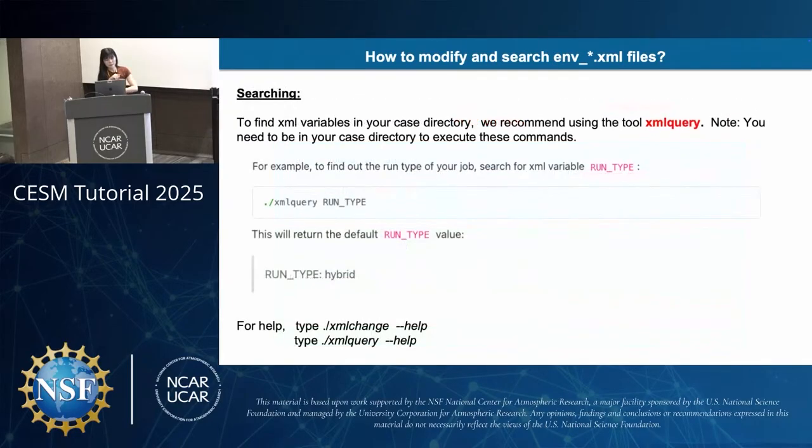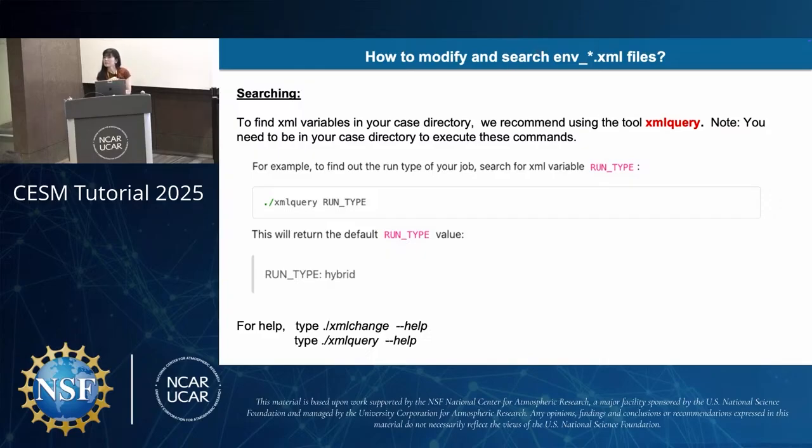Hopefully, it's straightforward. Another tool is called xmlquery. This one is used to search for a certain XML variable. For example, if you want to know the value of the variable called RUN_TYPE, you would just type ./xmlquery followed by the variable name, and this will return the value of this variable. At any time you want to learn more about these tools, or if you forgot how to use them, you can just type this command and --help. This will give you a man page of everything you will ever need with this tool.